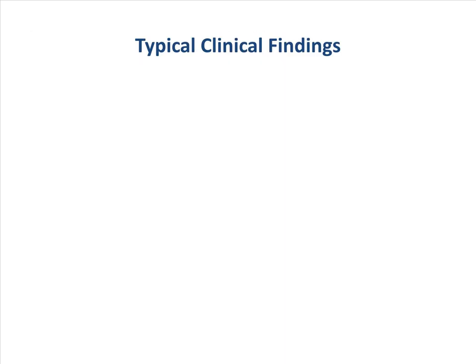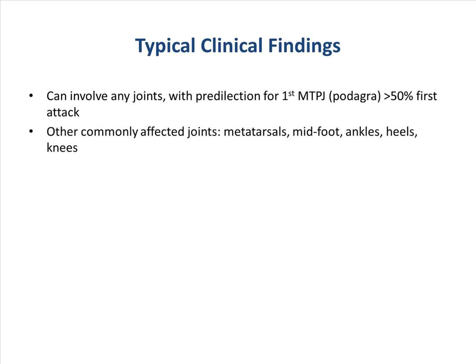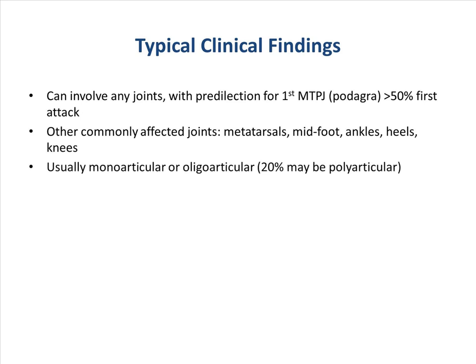What is a typical clinical presentation in acute gout like? Gout can involve any joints with predilection for the first metatarsal phalangeal joint known as podagra in more than 50% of first attacks. Other commonly affected joints include metatarsals, midfoot, ankles, heels, and knees. Attacks are usually monoarticular or oligoarticular, but 20% may be polyarticular.